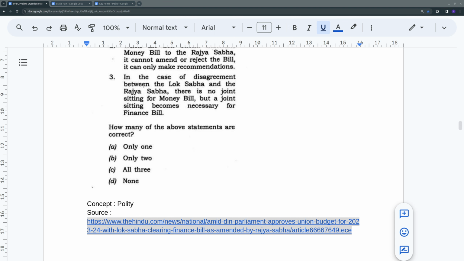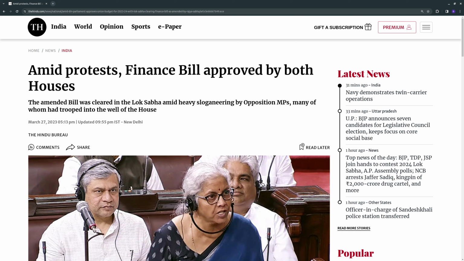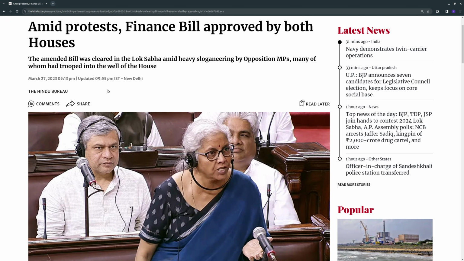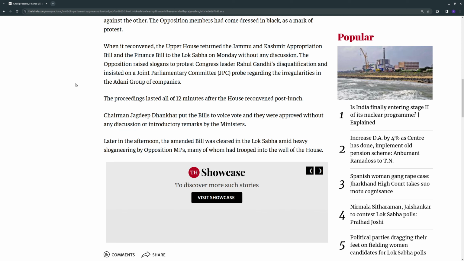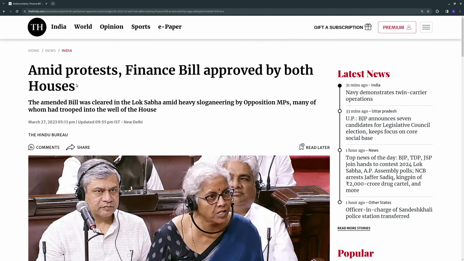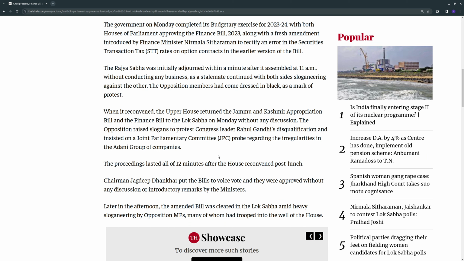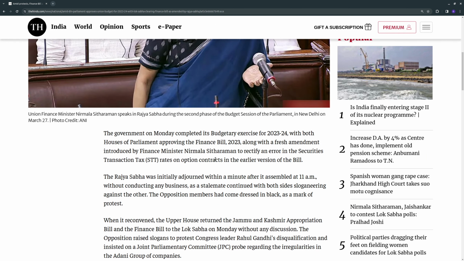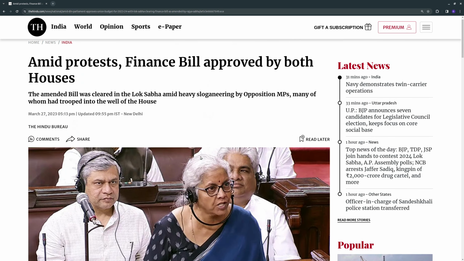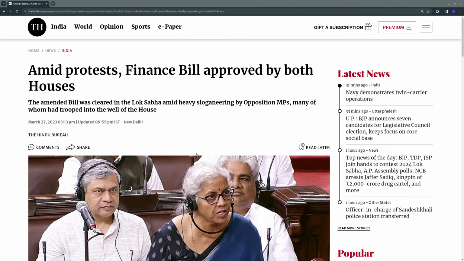to this question. So, amid protest, finance bill approved by both the houses. Amended bill was cleared in the Lok Sabha amid heavy sloganeering by opposition MPs, many of whom had trooped into the well of the house. There is a news related to passing of the finance bill. So let's see. I think there is no important points to answer this question in this news. I'll just show you some static portion content.